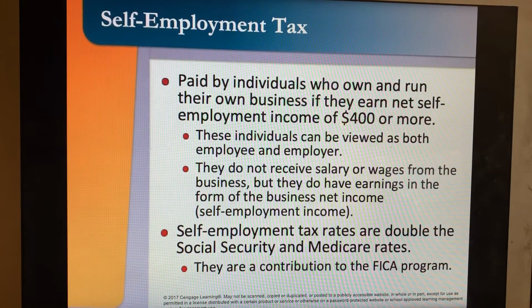Self-employment tax is paid by individuals who own and run their own business if they earn net self-employment income of $400 or more. These individuals can be viewed as both employee and employer. They do not receive salary or wages from the business, but they do have earnings in the form of business net income, or self-employment income. Self-employment tax rates are double the Social Security and Medicare rates. They are a contribution to the FICA program.